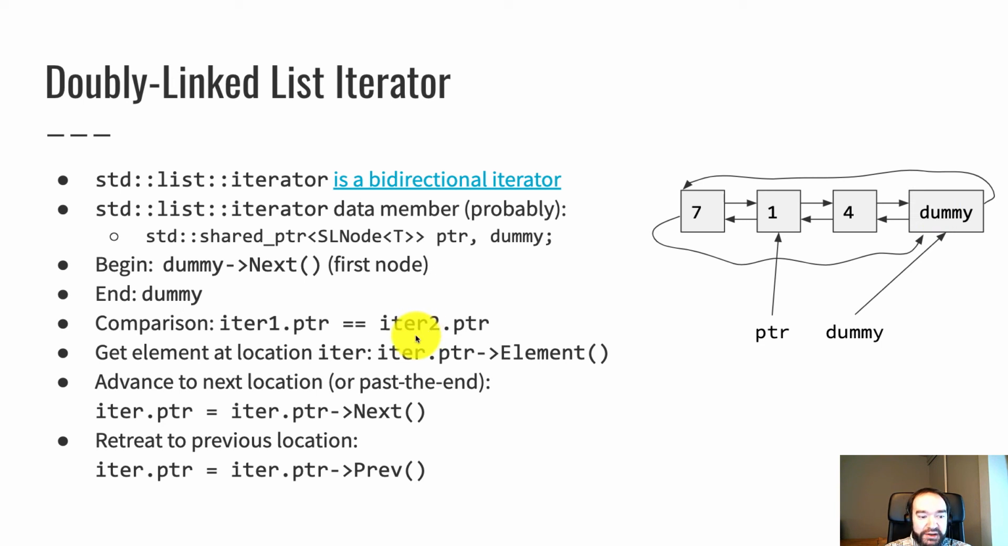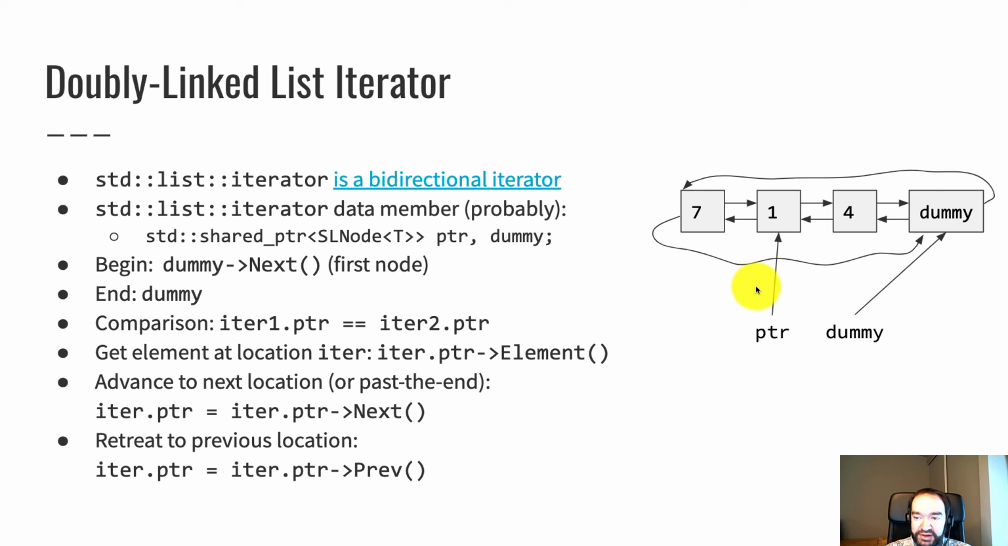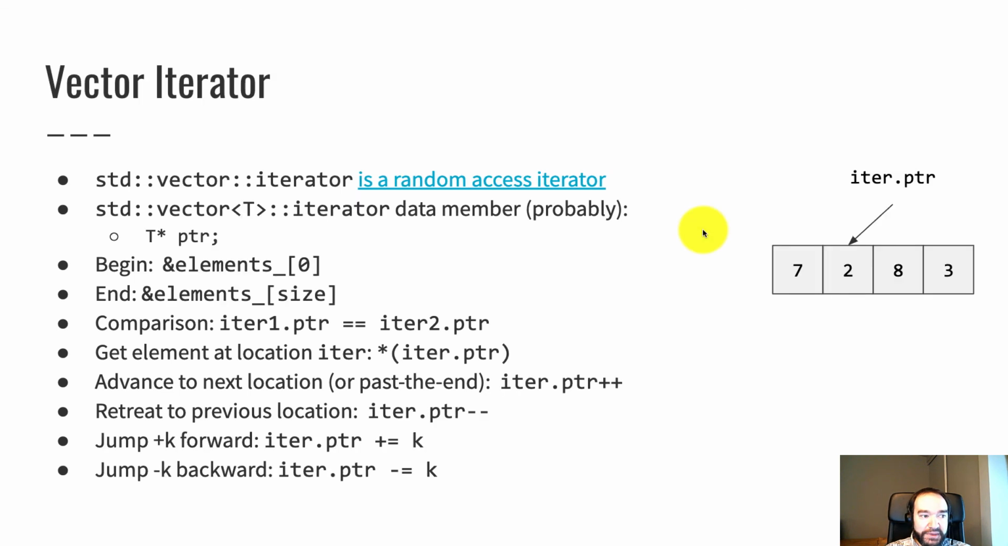Just like the singly linked list, we can dereference a doubly linked list iterator by following the pointer to the node and getting the element out of the node object, and we can advance by following a next pointer. We can also retreat, doing the opposite of advance: decrement to a previous location by moving from the current node to the prev node, leftwards.